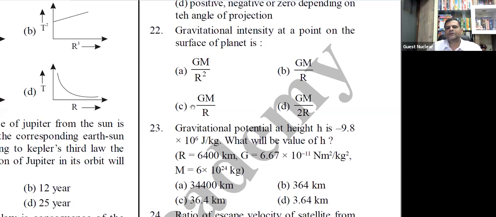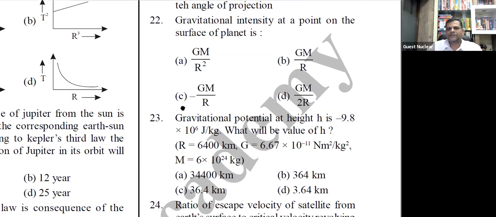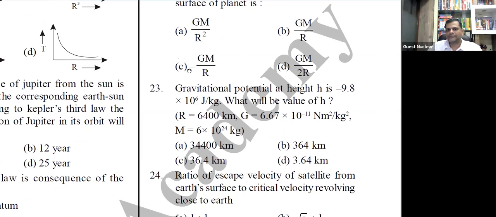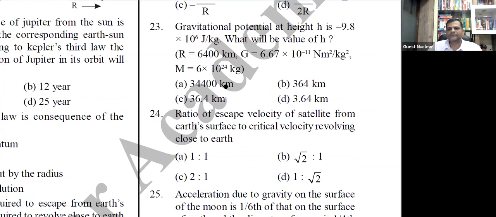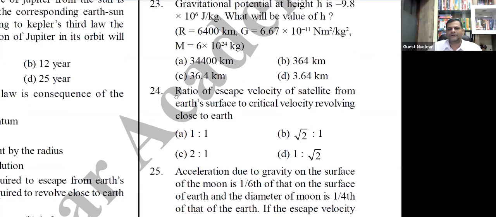Yes, just read the question number 22. The gravitational intensity at a point on the surface of a planet is, तो देखो सरफेस पे कितना होता है ग्रेविटेशनल इंटेंसिटी, जरूर ए उसका करेक्ट ऑप्शन होगा। Yes, so A will be the correct option, GM upon R square. This will actually be the gravitational intensity at the surface of a planet, right?